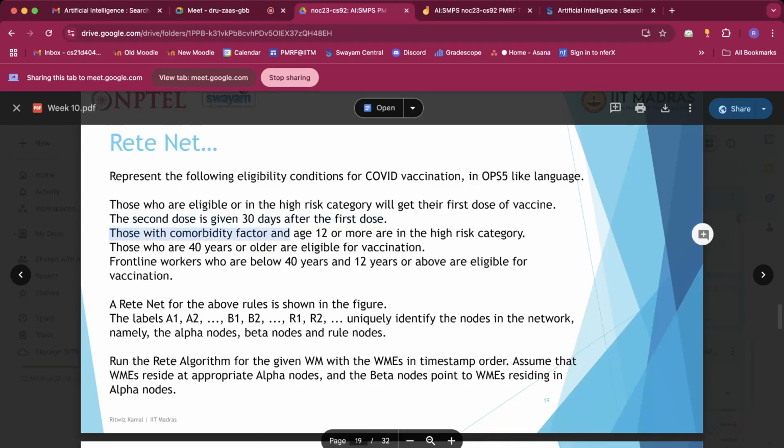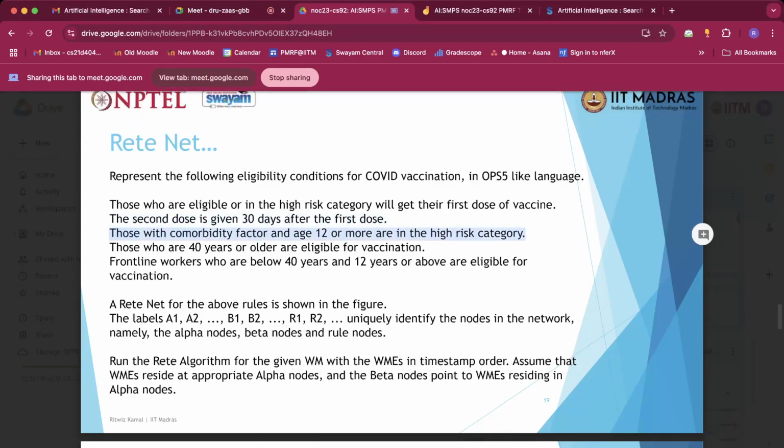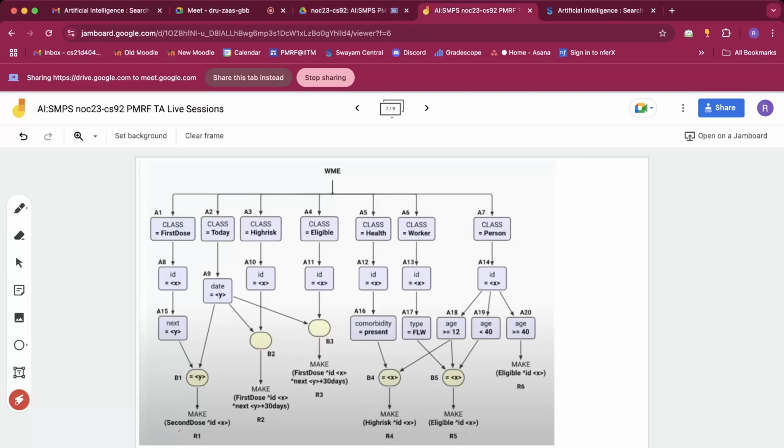Those with comorbidity factor and age 12 or more are in the high risk category. This is represented by those who have comorbidity through this path, and those who have age greater than or equal to 12 through this path, they can be categorized into high risk.